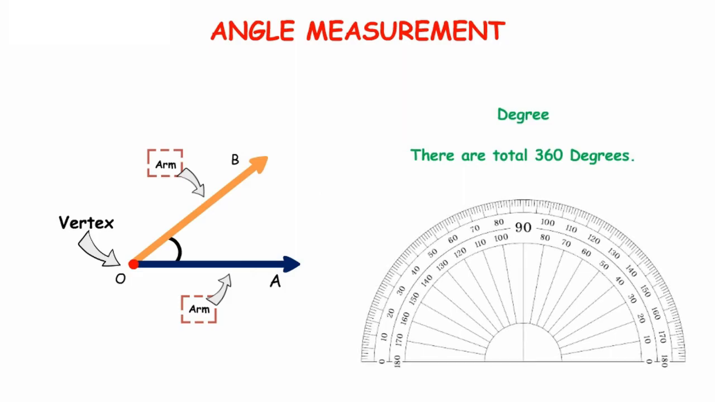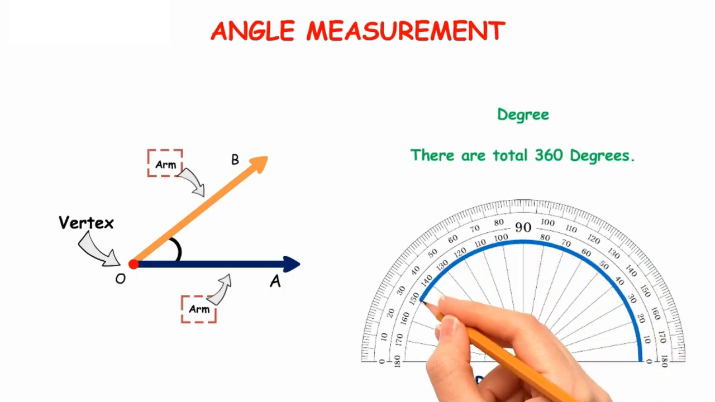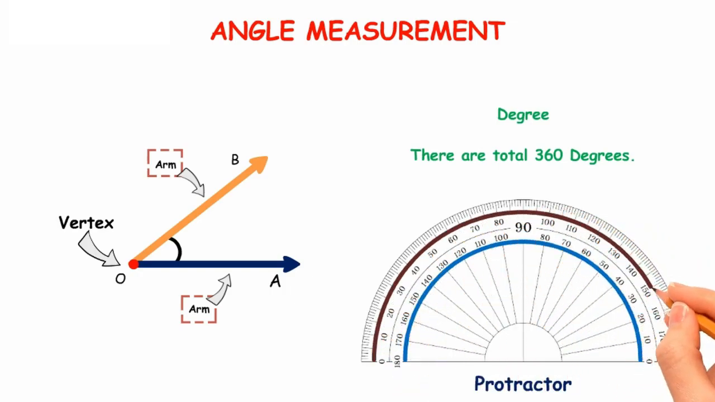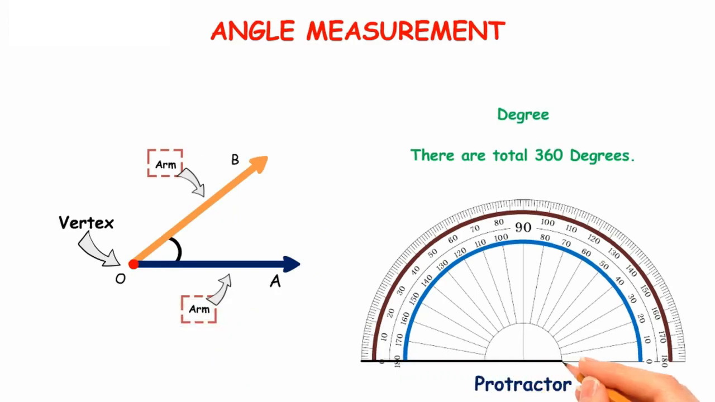We use a special tool to measure an angle. It's called Protractor. A protractor has two scales. It starts from 0 to 180 degrees, and again 0 to 180 degrees. These two scales help us to measure an angle from one of the two arms. This is called the baseline. The midpoint of the baseline is called the center.